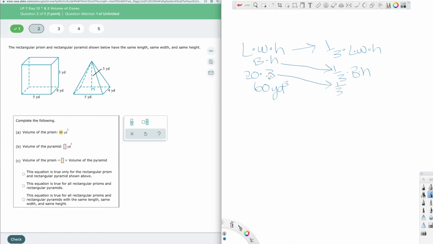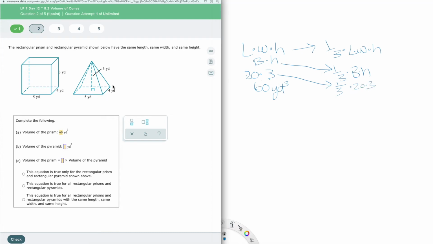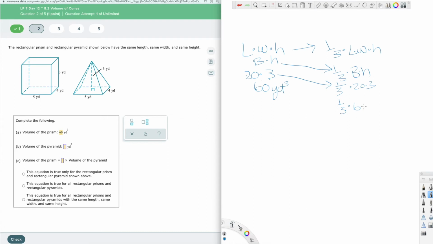And the 20 times 3, because it's still length times width. 20 times 4 times 5 is 20. Height is 3. So we get 1/3 times 60. So now 1/3 times 60, what this means is I'm dividing by 3. I want to know what 1/3 of 60 is, or 60 divided by 3. So I'd go 20. I can also look at this before I multiply and say 1/3 times 3. Well, these guys would have canceled out, and the 20 is left behind. So this is 20 yards cubed.